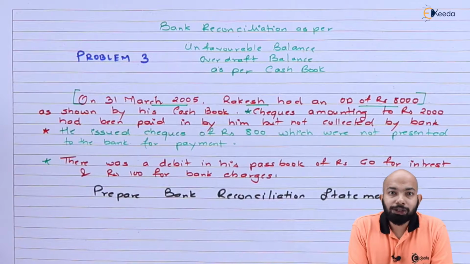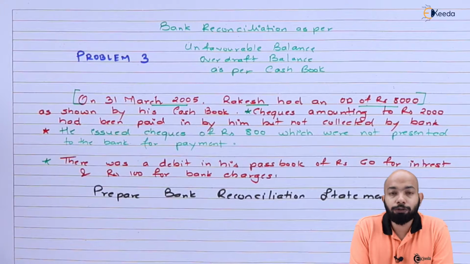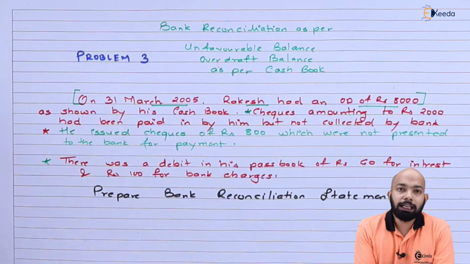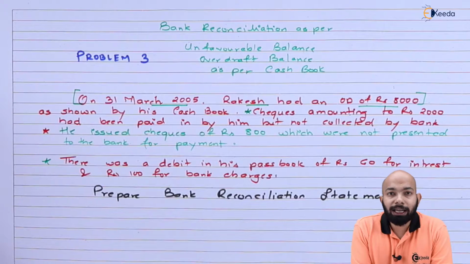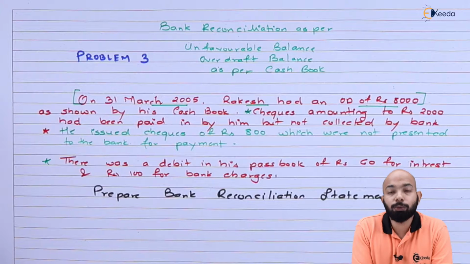On 31st March 2005, Rakesh had an overdraft balance as shown in his cash book of rupees 8,000. That means Rakesh had an overdraft balance, a negative balance as per his cash book, which has been mentioned in the question. Now let's go ahead and understand a few more details on this.